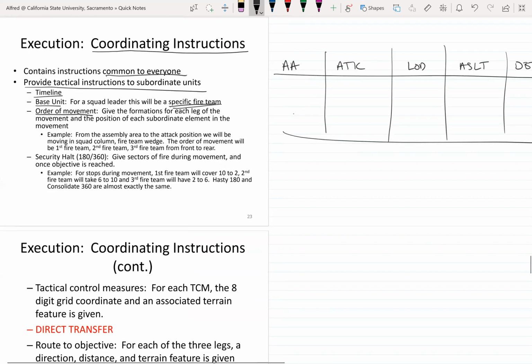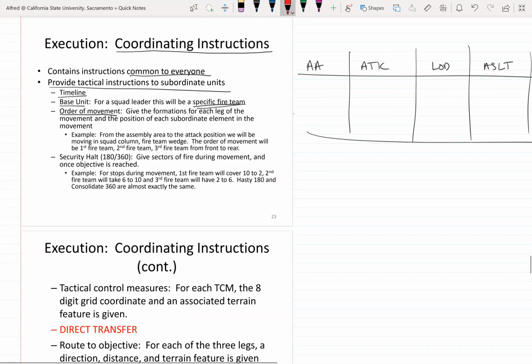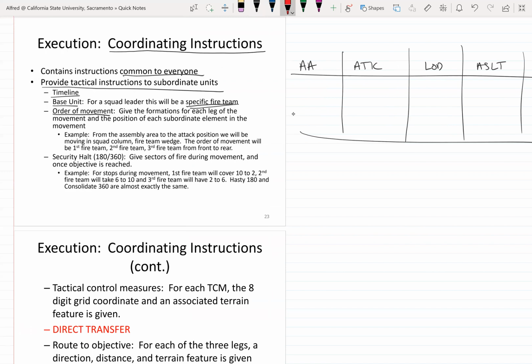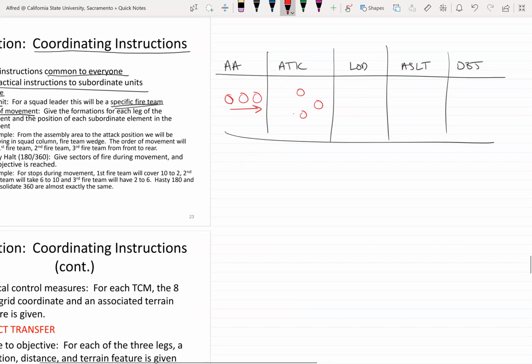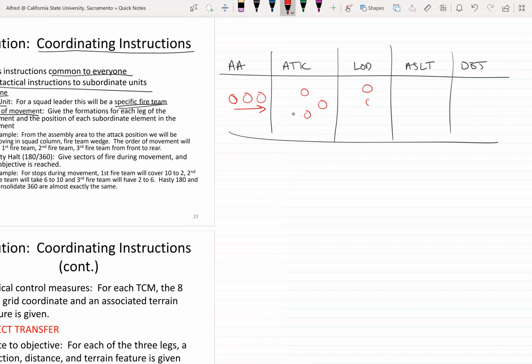So you do that. Here, your order of movement might be a column. And moving, their squad's going to move this way like that in 3 segments for fire teams. And then at the attack position, you're going to move into a wedge. At the line of departure, you're going to transition into a line. At the assault position is where the circles split up into skirmishers. And then you move through. And then you do the 180, and then you do the 360.